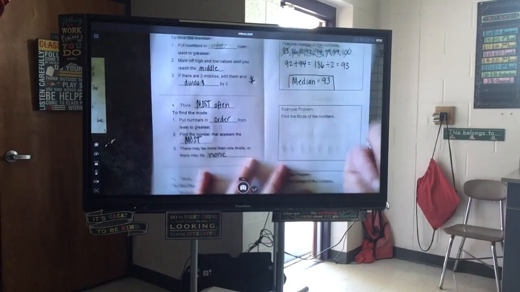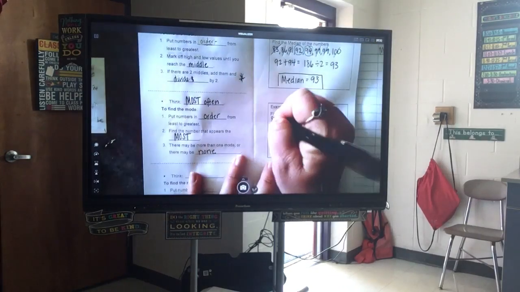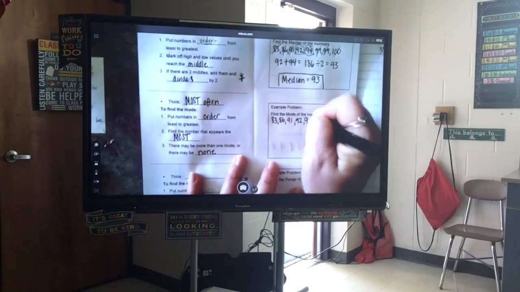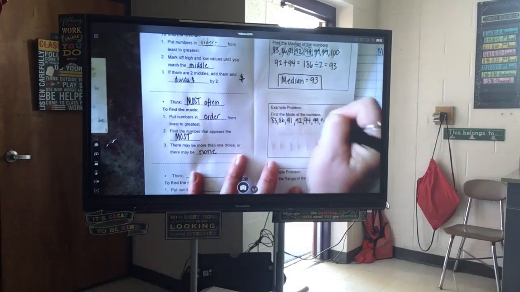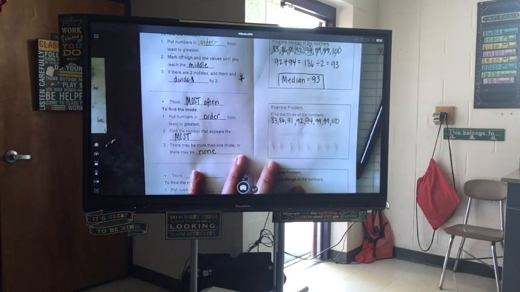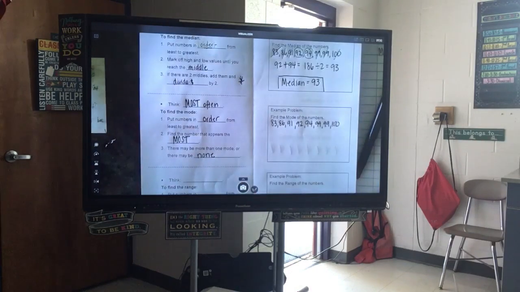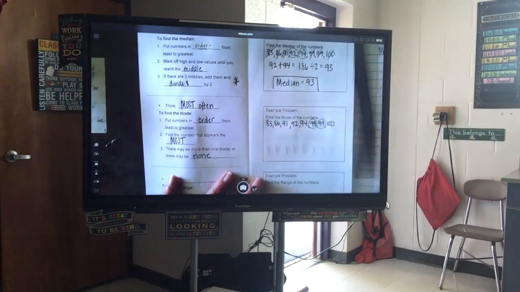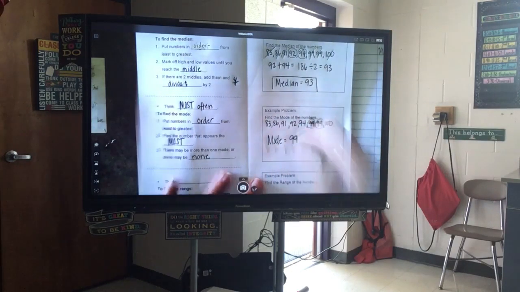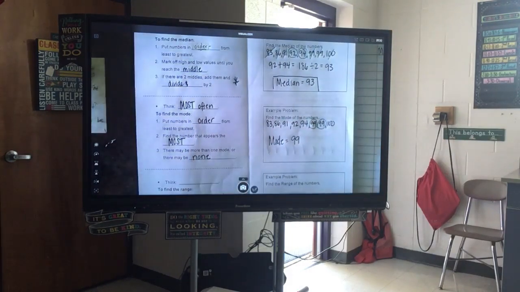All right, so again, we're putting our numbers in order, least to greatest. So we have 83, 86, 91, 92, 94, 99, 99, 100. Now, please, raise your hand to tell me which number or numbers appear the most. Jeremiah? 99. So we have two 99s, so the mode equals 99. All right, questions about mode?